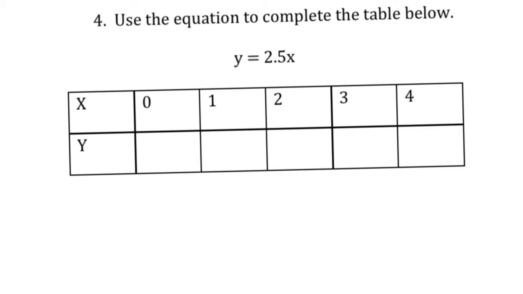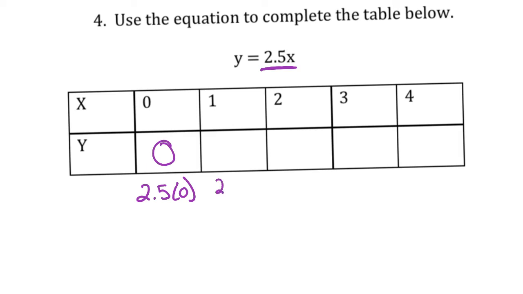Okay, we are on our final question. Number 4, use the equation to complete the table below. So we have y equals 2 and 5/10 x. So we've learned throughout this year that when we have a number and a variable right beside each other, that means to multiply. So we are given our x's, they are on the top, and we are going to plug in to solve. So this first one, we have 0, so we think of this as 2 and 5/10 times 0. And we know anything times 0 is 0.